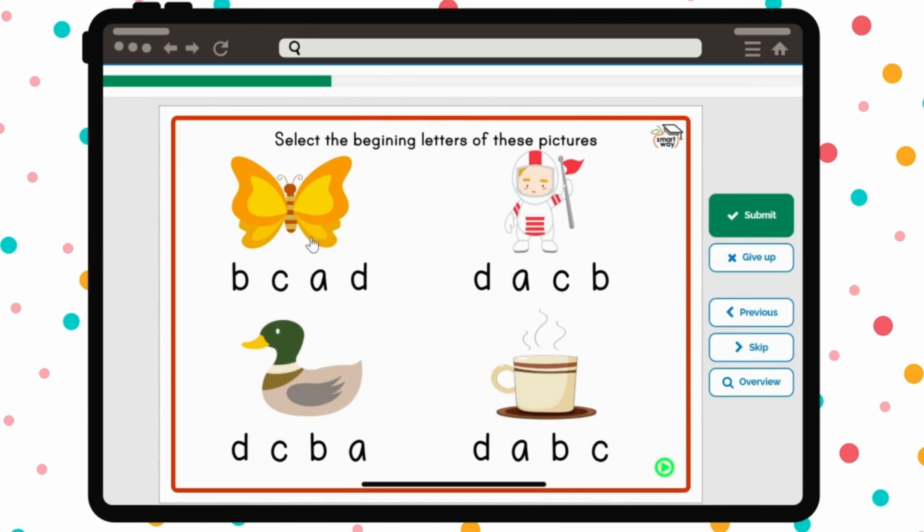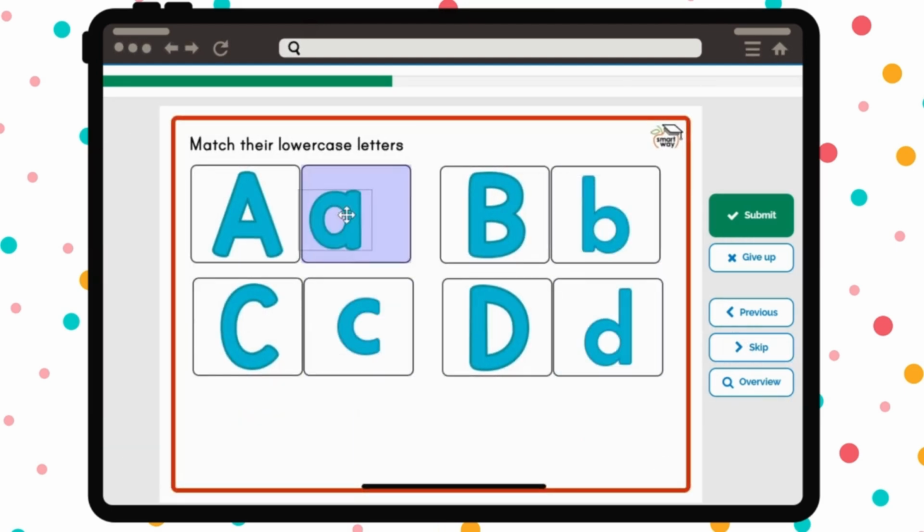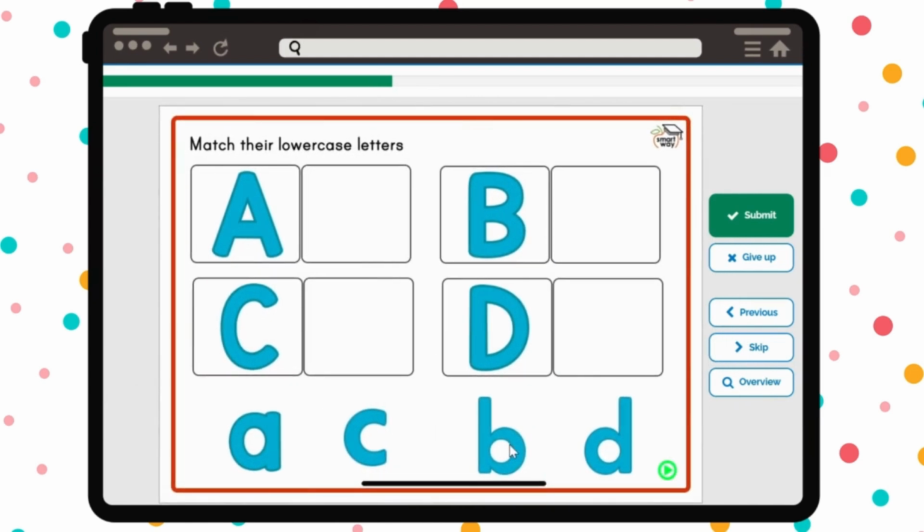Select the beginning letters of these pictures. Butterfly. Write the beginning letters of these pictures. Donut. Cupcake. Uppercase and lowercase matching is next. Match their lowercase letters.